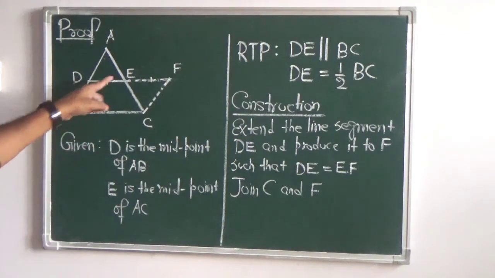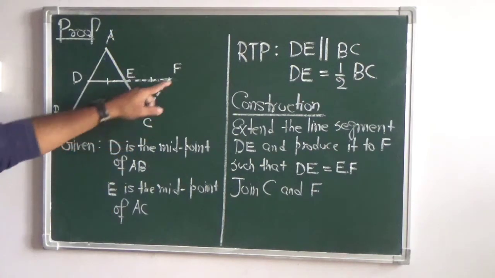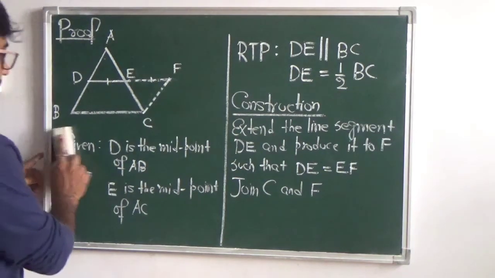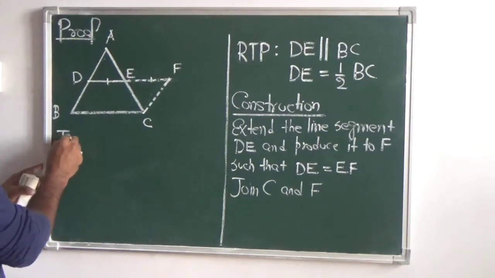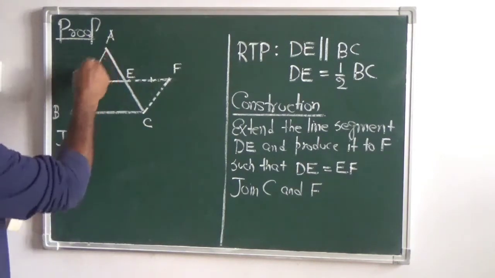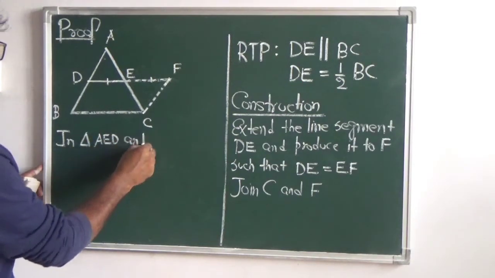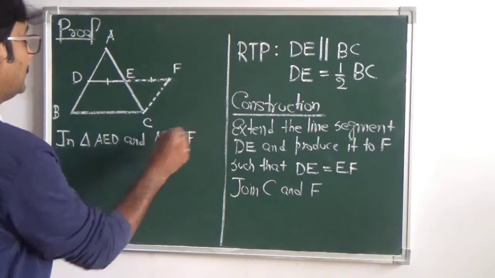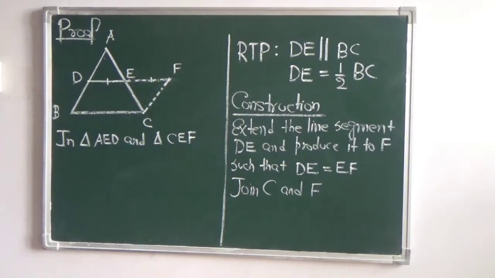Construction: extending this line DE till F such that DE and EF are equal, and then join C to F. Now we will proceed to prove this. Now in triangle AED and triangle CEF, we need to prove these two triangles congruent.